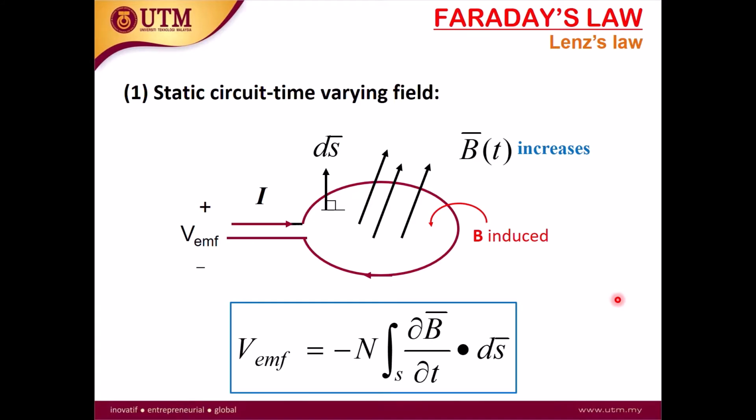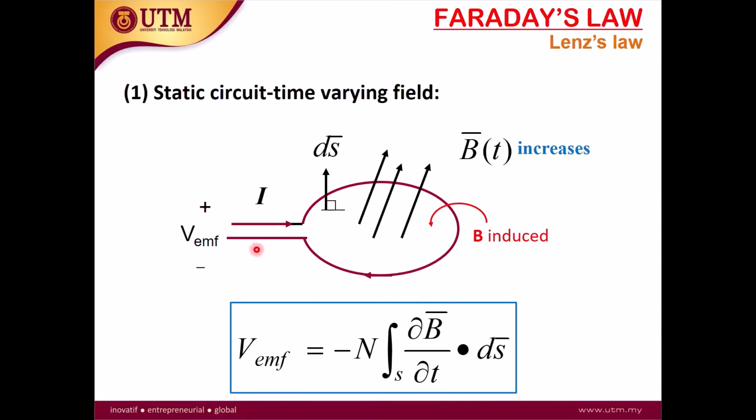Let's see the first case, which is a static circuit in a time varying field. You have a closed circuit, and this closed circuit is placed inside the time varying magnetic field. Let's say the time varying field is going into this direction. That means this circuit will produce the induced current, where this induced current will produce the B induced, which tries to oppose the magnetic field that exists in these regions.